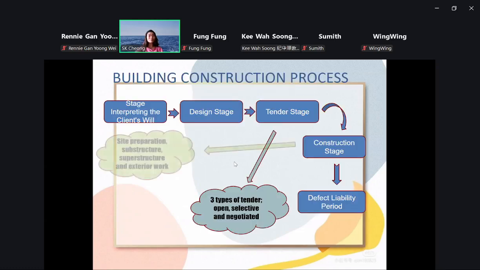For this building construction process, this is our very basic understanding about what we are doing as an agent. So we are the potential house buyer or already purchased a few houses or property. So you will know all the process, right? Stage 1 is this, and going to the design.